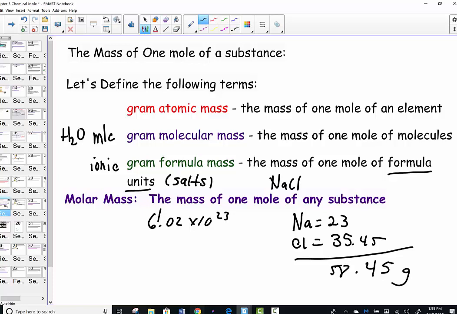Why are there 3 different vocabulary words? Just simply because we weigh different things in chemistry. We can weigh atoms, molecules, or formula units. It's a very specific term based on what it is you're reacting, you're weighing out.